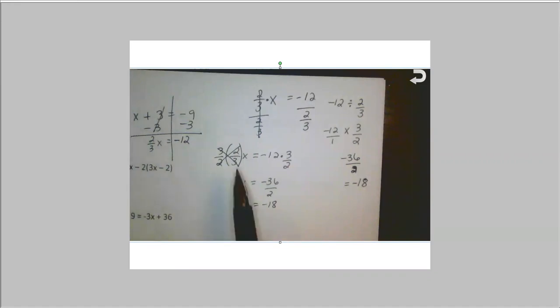A number times its reciprocal, and the reciprocal is just a flipped version of that. 2/3 times 3/2 equals 6 over 6, which is just 1. A number times its reciprocal is equal to 1.